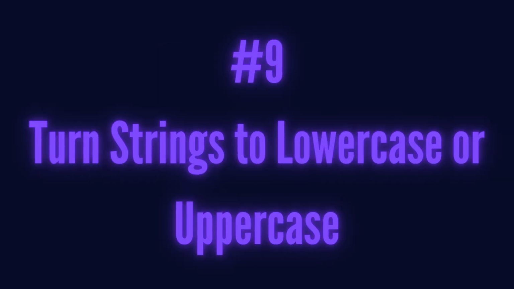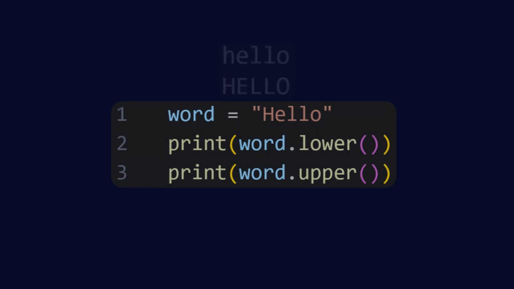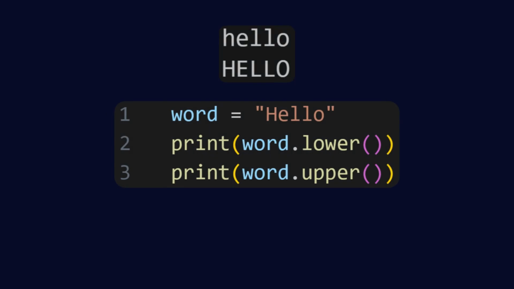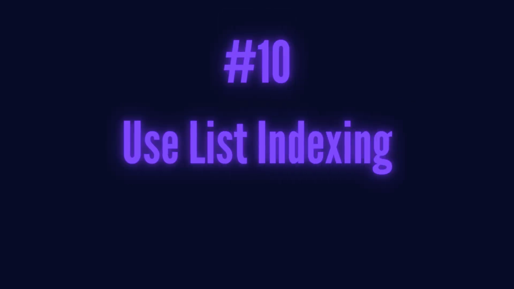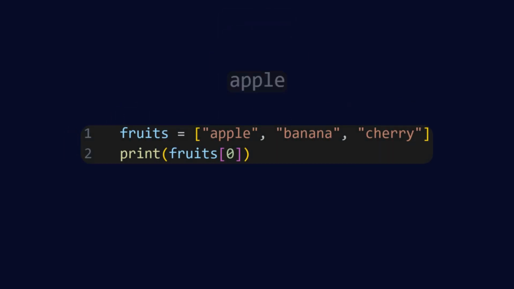Number 9. Turn strings to lowercase or uppercase. Make text uniform by changing it to lowercase or uppercase with .lower or .upper. It's super handy. Number 10. Use list indexing. You can access specific items in a list using indexing. Remember, indexing starts at 0.